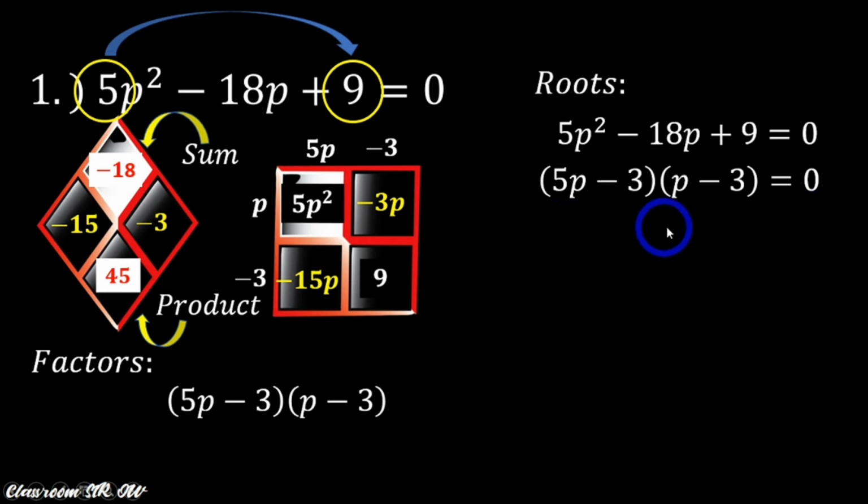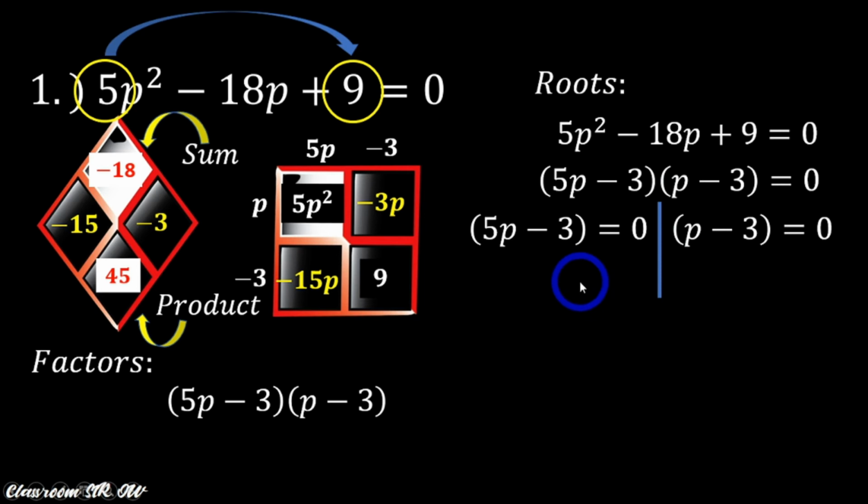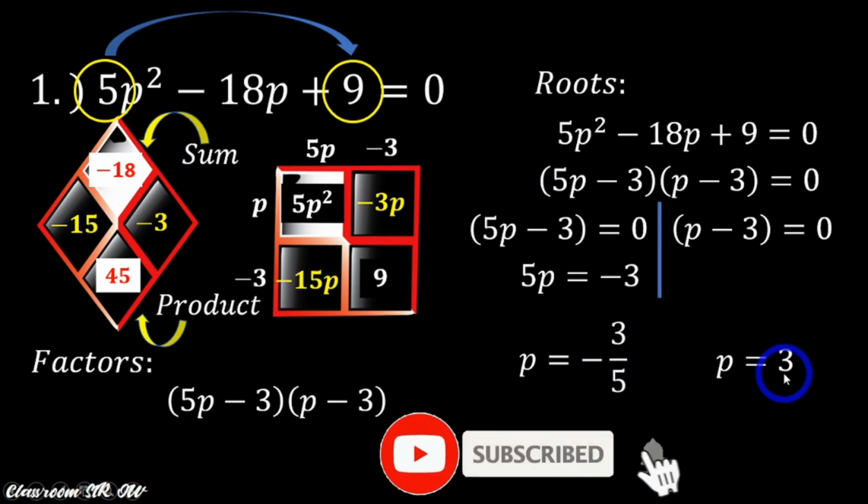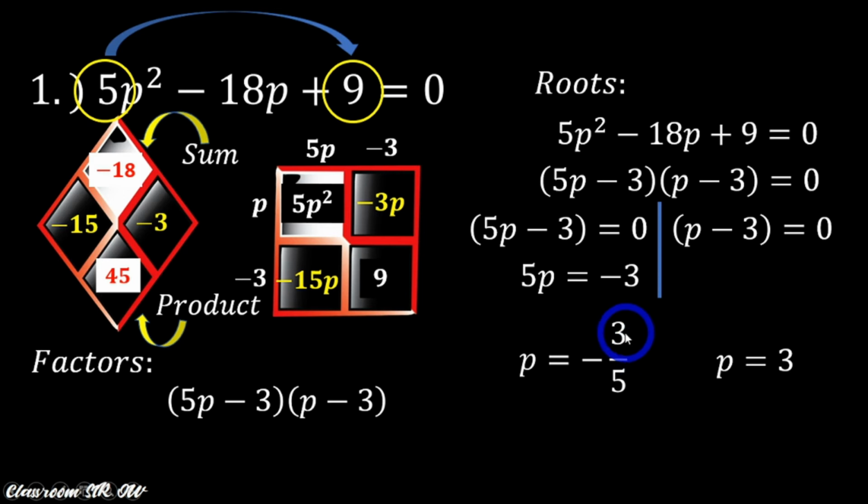So meaning to say, these two factors here are the factors of the given quadratic equation. Equating the two factors to zero and simplifying them further, we have p is equal to negative 3 over 5. And on the other side, p minus 3 is 0, so p is equal to 3. Therefore, the roots of the given quadratic equation are negative 3 over 5 and 3. You can check your accuracy by substituting either of the two roots into our given quadratic equation.